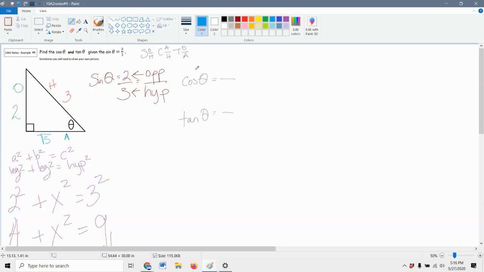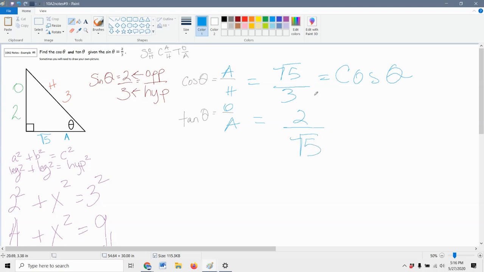Now, when we're providing our cosine of theta and tan of theta, cosine of theta is going to be the adjacent side over the hypotenuse. So our adjacent side there is the root of 5. Hypotenuse is 3. There's our cosine of theta. Okay? For tan of theta, our identity reminds us that it's the opposite side over the adjacent side. The opposite side being 2, the adjacent side being the root of 5.